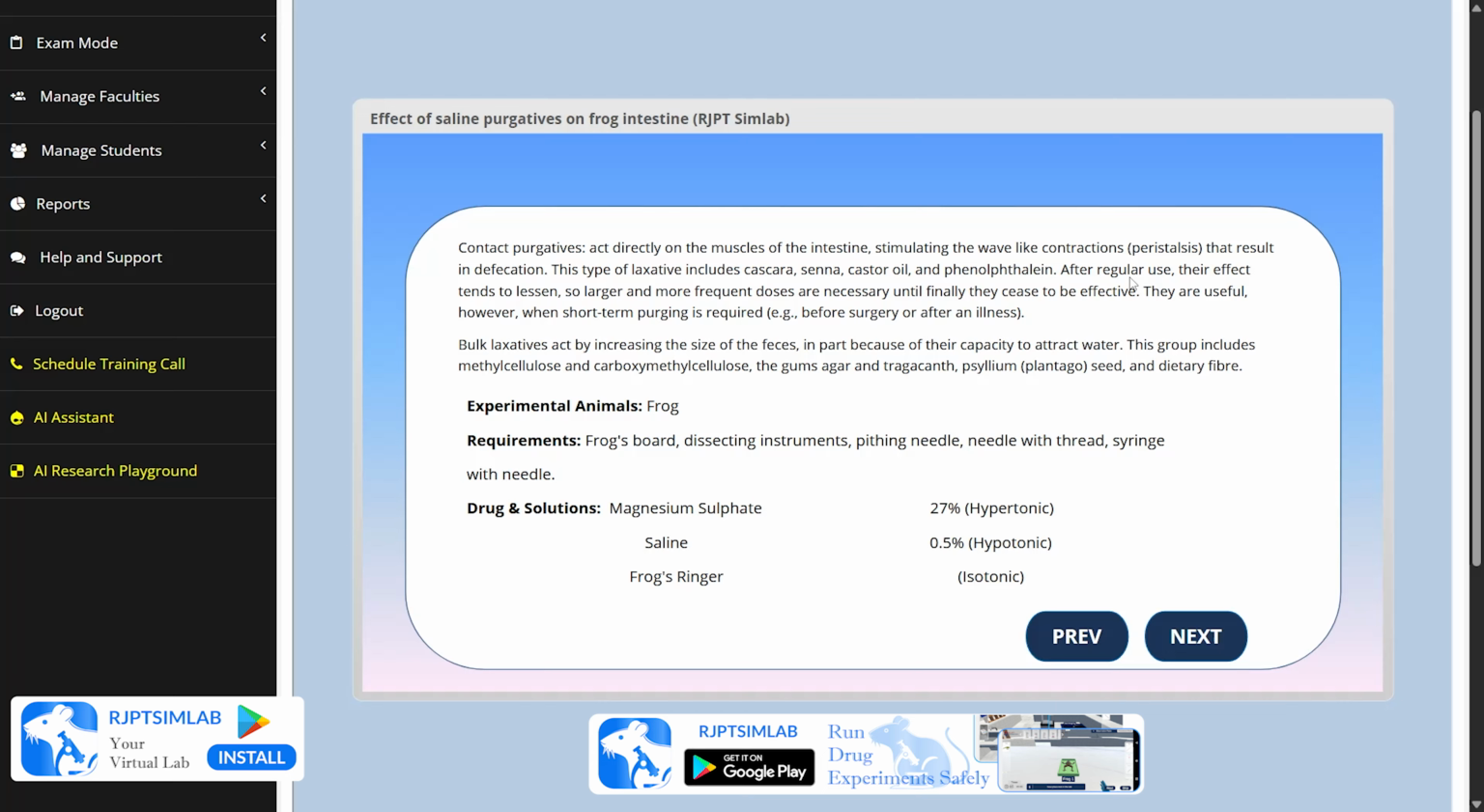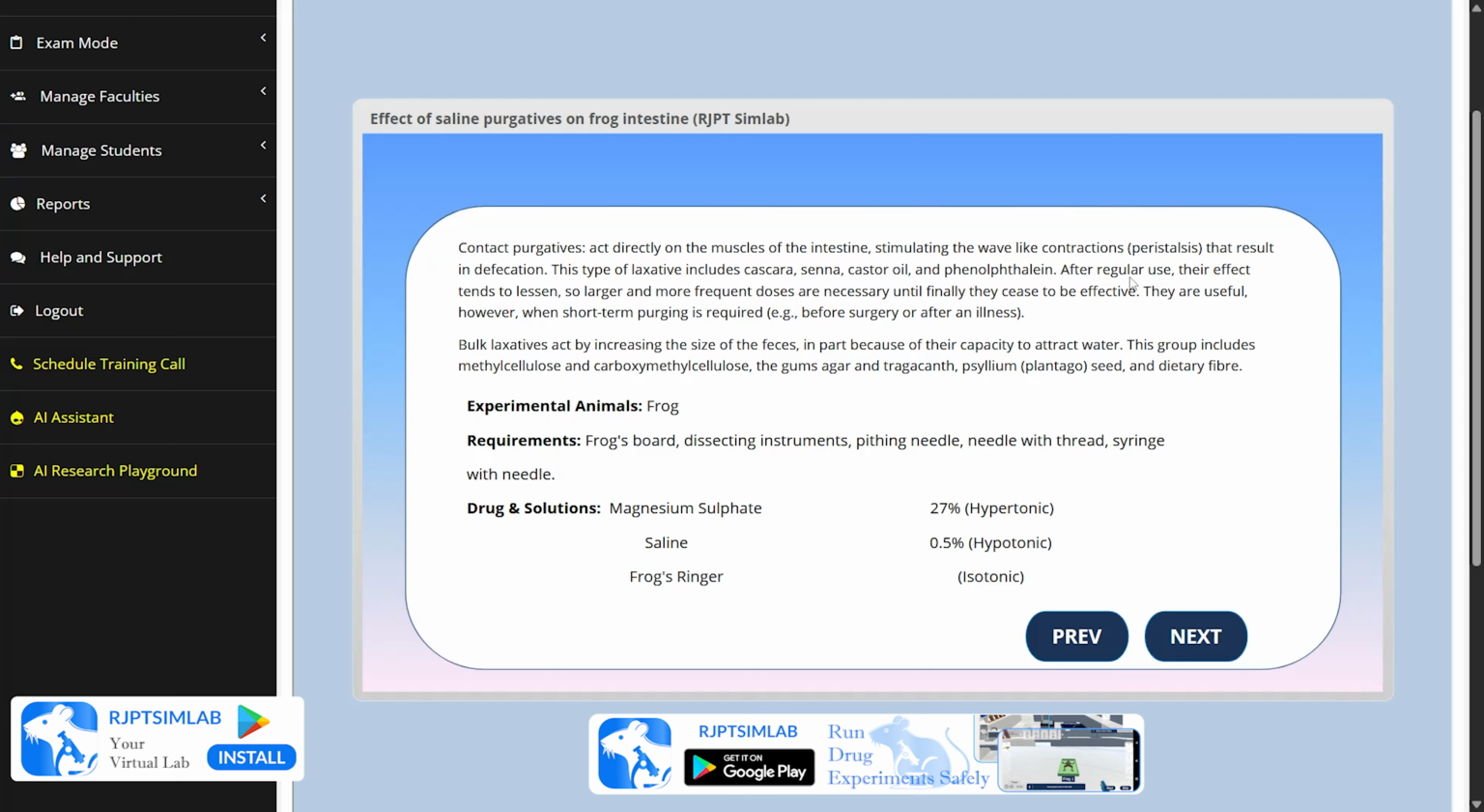And after their regular use, their effect tends to lessen. So larger and more frequent doses are necessary until they cease to be effective. So if we use these drugs on a regular basis, due to that, it will lessen the effect of these drugs. So larger doses are needed when they are used regularly to achieve the therapeutic effect.